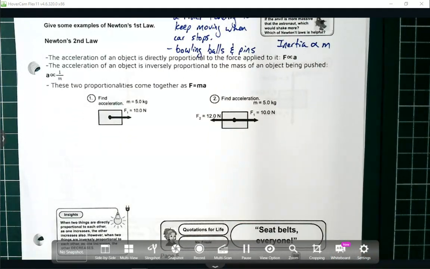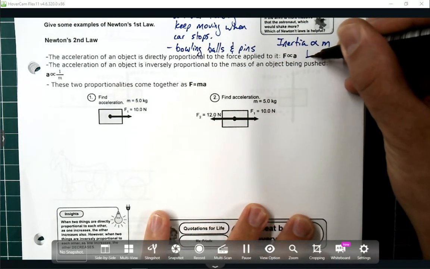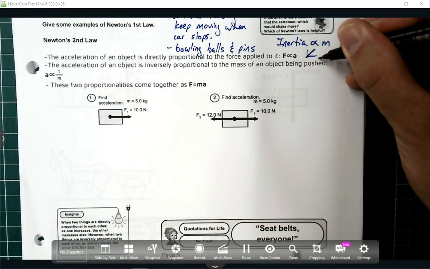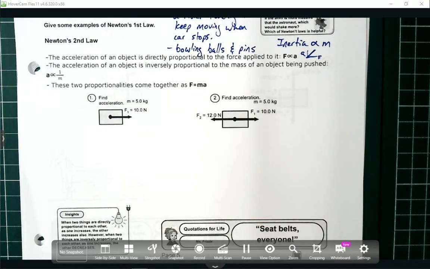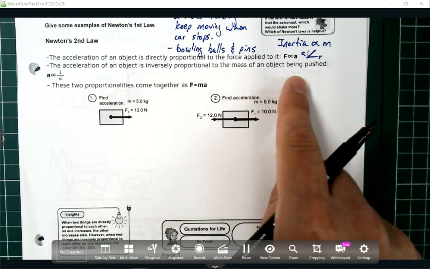So Newton's second law, we could say it in sentence form. And basically, very few people actually say it in sentence form. But if we were going to, we'd say the acceleration of an object is directly proportional to the force applied to it. In other words, F is directly proportional to a. The more you F something, the more it'll A. Right? That's what direct proportionality means. And if I was going to graph such a proportionality, it might look something like this. Look at that. The more I F it, the more it A's. That makes sense. Yes. The acceleration of an object is inversely proportional to the mass of an object being pushed.